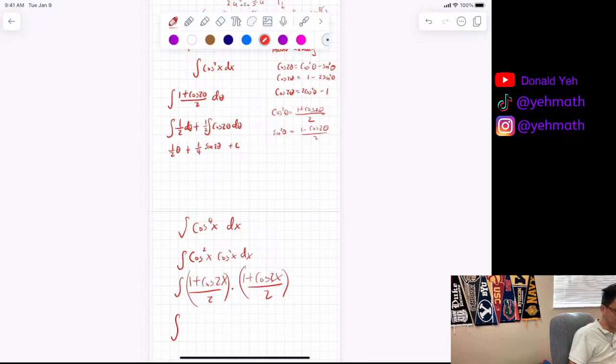So what's the first term going to be? 1 over what? 4? Okay. What's the second term going to be? 2 cosine 2x over 2. Yeah. So 1/2 cosine 2x plus 1/2 cosine 2x is what? Cosine 2x over 2 plus cosine of 2x over 2.